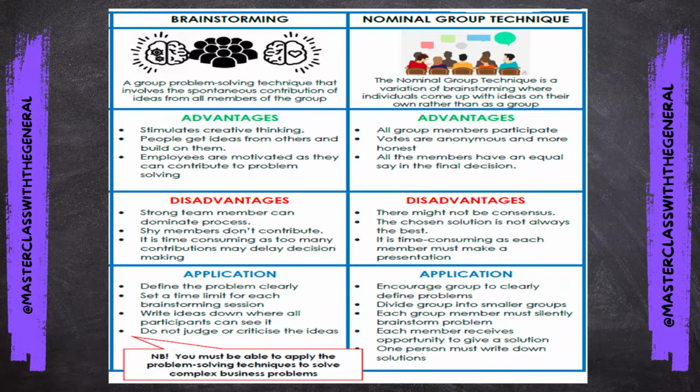Only then are ideas going to be shared, and they are going to be shared one at a time in order. So each one will say their own idea. It is recorded, and at the end of the process, they will now vote anonymously to choose the best idea, and that best idea from the smaller group will be presented to the larger group. Let's look at the advantages of brainstorming.